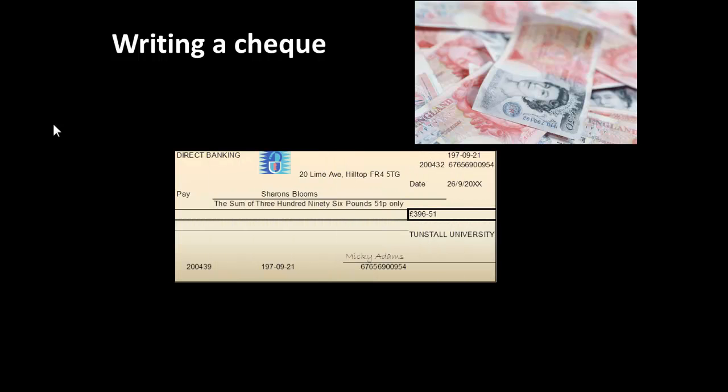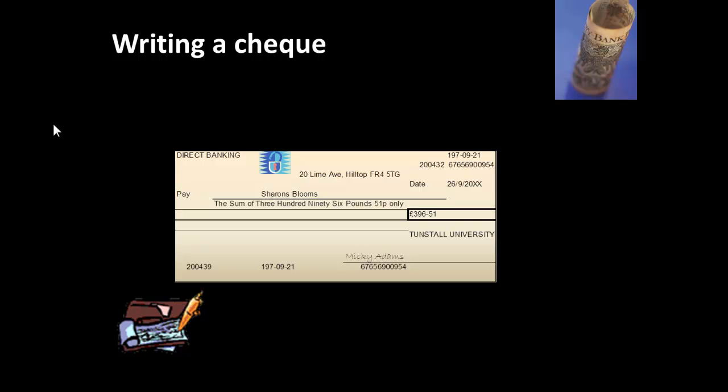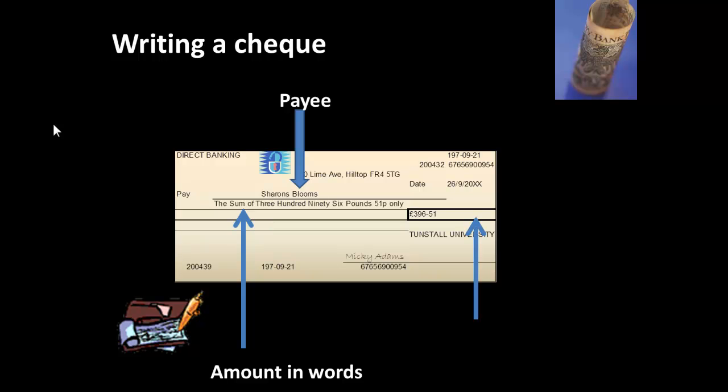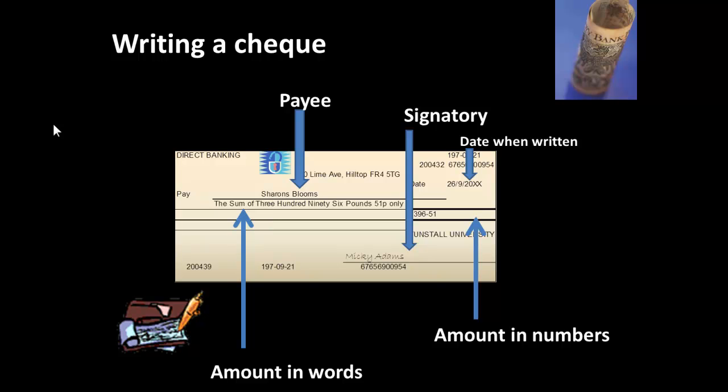So let's start with a nice simple one, writing a cheque. Yes, it still happens. Here we have a typical example of a cheque. So what information does it have on it? Well, the first piece of information is here, and it's the name of the payee. The second piece of information, the amount to be paid out, written in words. And then the same amount written in numbers. The date when the cheque was written, and the signatory.